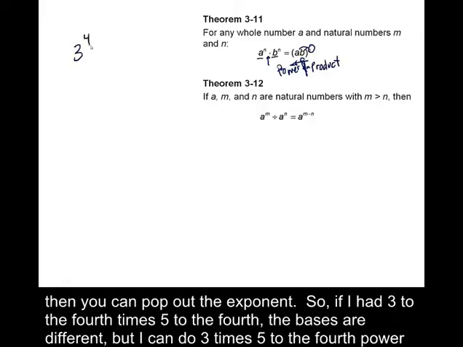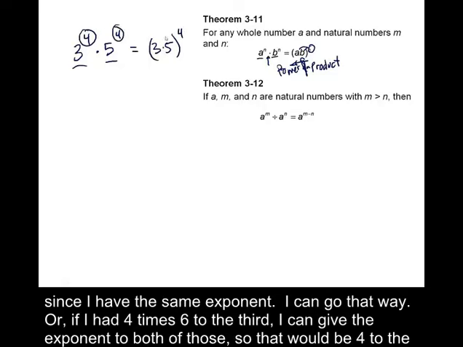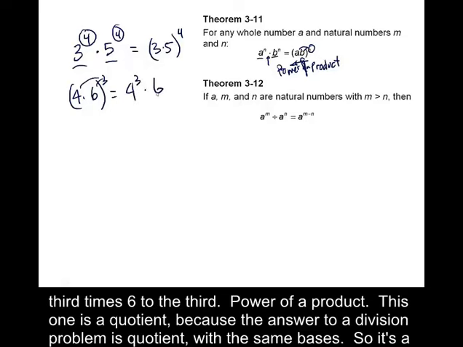So if I had 3 to the 4th times 5 to the 4th, the bases are different, but I can do 3 times 5 to the 4th power since I have the same exponent. I can go that way. Or if I had 4 times 6 to the 3rd, I can give the exponent to both of those. So that would be 4 to the 3rd times 6 to the 3rd, power of a product.